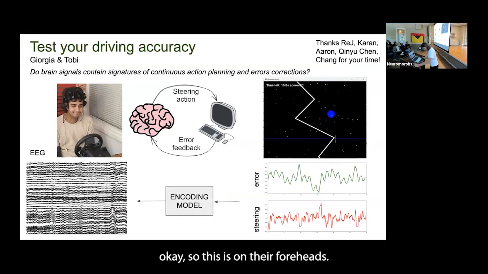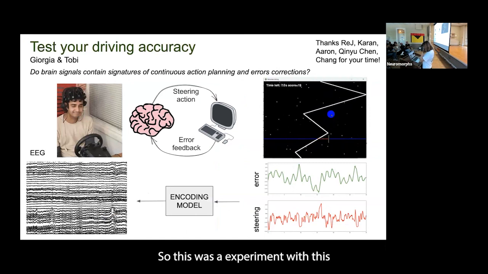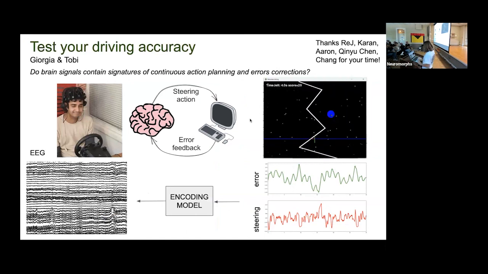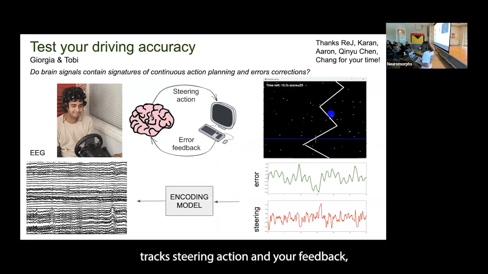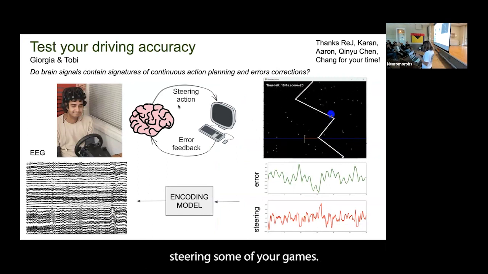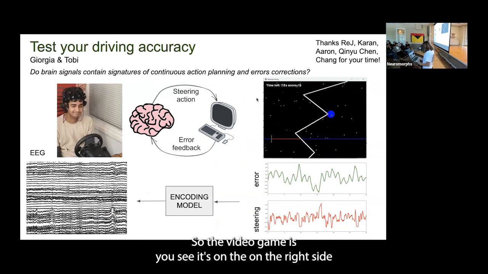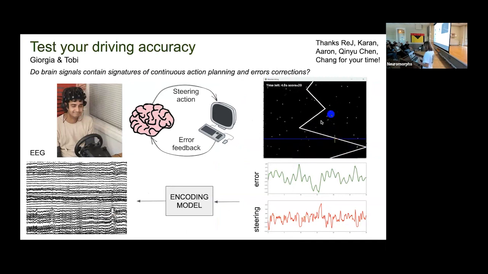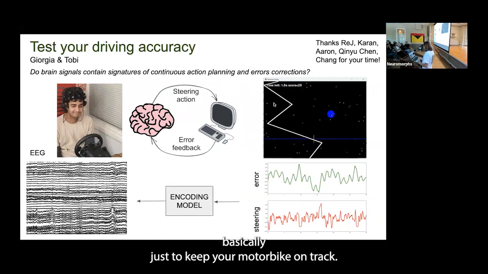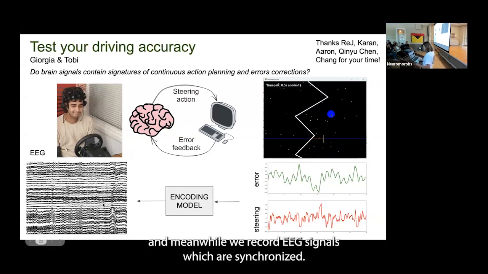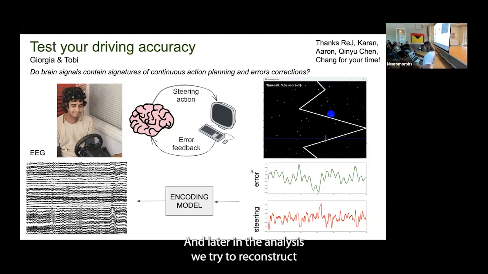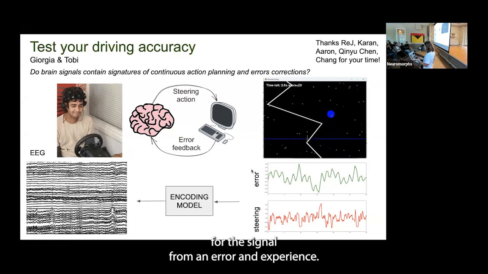Okay, so this is the funnier part. This was an experiment we did to study the sensory motor loop. Basically, we wanted to see if the EEG tracks steering action and error feedback during a video game. The video game is, you see it on the right side. Basically, you have to keep your mountain bike on track. And from the game, we take out the error you're making on the track and your steering action. Meanwhile, we record EEG signals, which are synchronized. And later in the analysis, we try to predict the EEG signal from the error and the steering action.